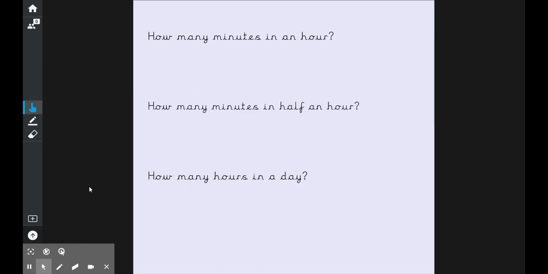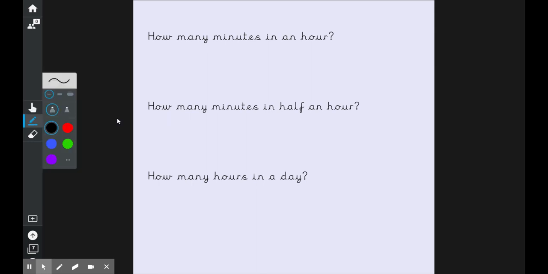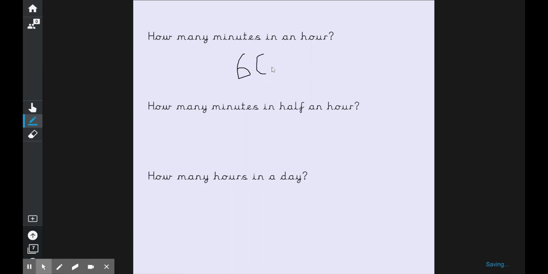Okay, quickly before we get started with today's learning, I have 3 questions for you on the board. And I wonder if you could tell the answer to somebody in your family. How many minutes are there in 1 hour? Does anybody know how many minutes in an hour? I'm going to start writing up the number and see if you agree with me. There are 60 minutes in an hour.